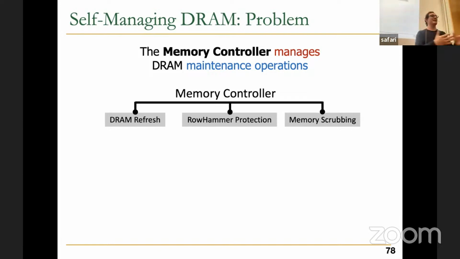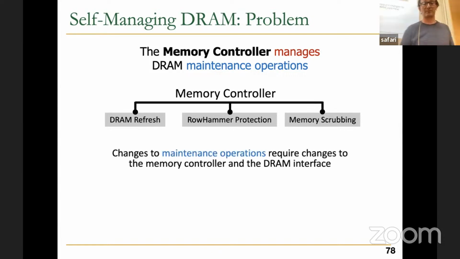But because of the way we divide responsibilities between memory controllers on the CPU chip and memory chips, these operations have to be controlled and dictated by a CPU chip today. So if you want to change these things, it's a painful process. Basically, this requires changes to the memory controller because the memory controller needs to issue new commands to do RowHammer protection, for example, and the DRAM interface so that the memory controller can issue some new commands, right?